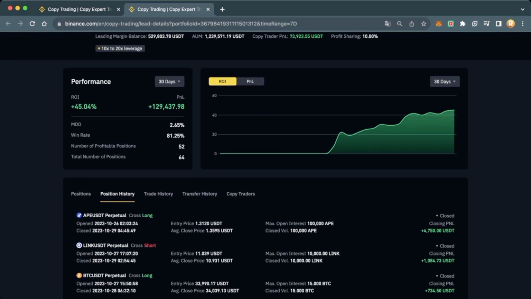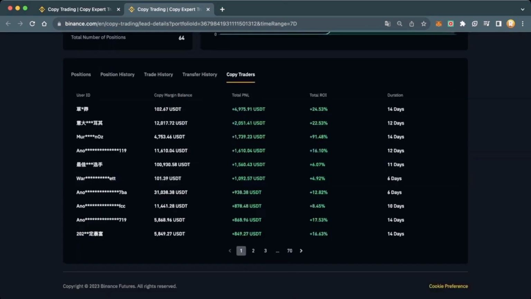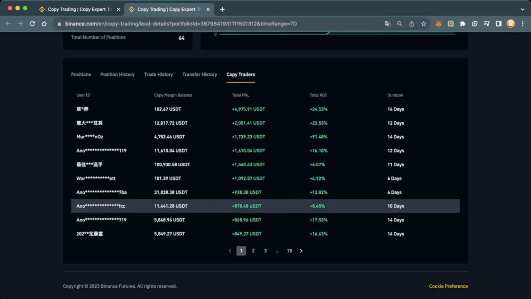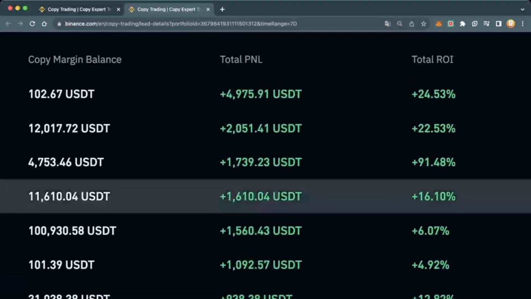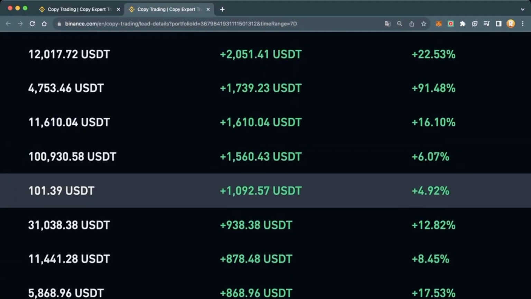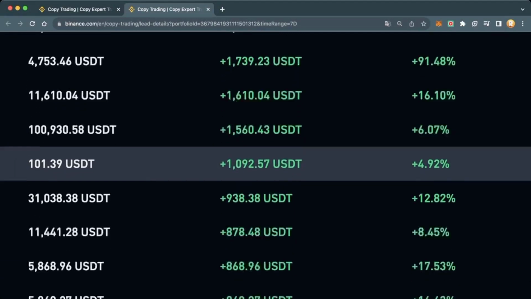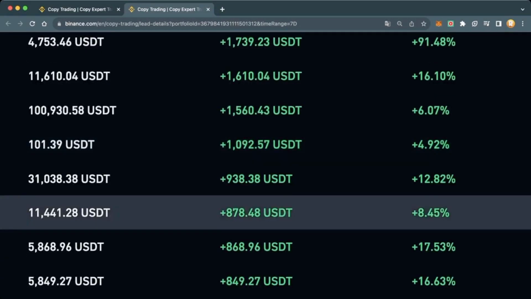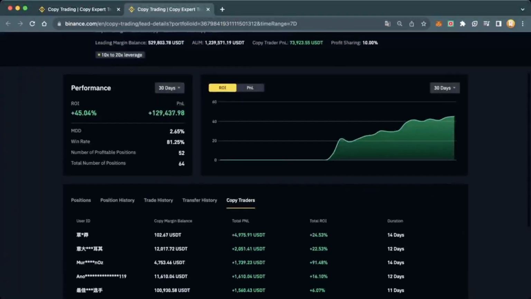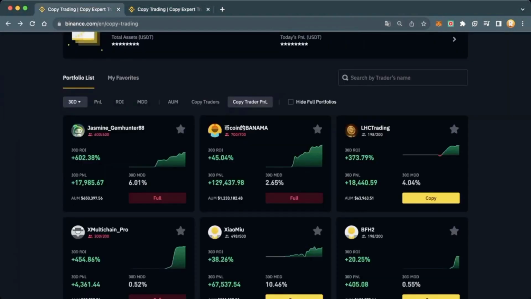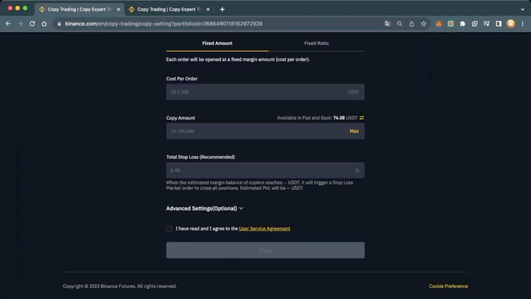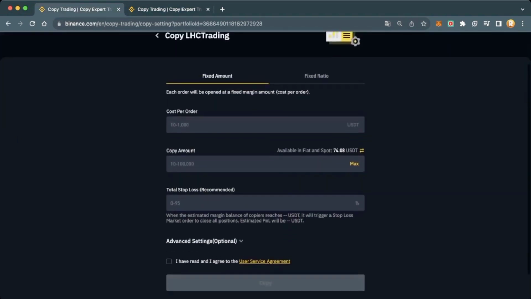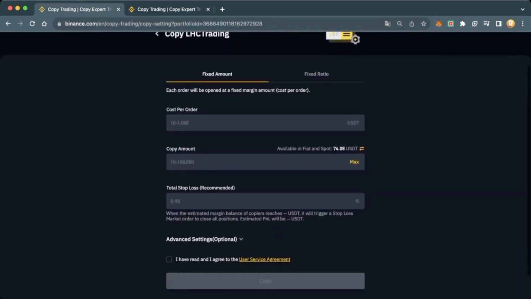So you can change the amount that you put in per trade. Then there's transfer history and copy traders. You can see all of the different copy traders that are copying this trader and the return on investment that they've made as well. If you're happy to copy a trader, you can click copy and then you can really dial in the way you want to actually copy these trades. So if we click on copy on a trader, as long as we're allowed to do that, if it's not full of other copy traders, you have two options here. You have fixed amount or fixed ratio.